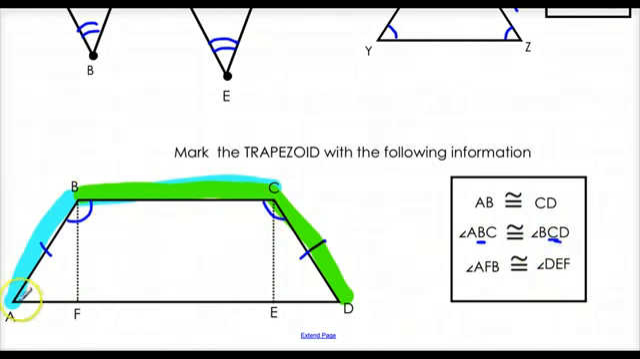And finally, AFB, vertex in the middle, AFB, that's this angle, is congruent to DEF. DEF, vertex is in the middle, and that's going to be this guy, DEF. Wait, DEC. Let me change that on you. Boom. All right, guys, that's all marked up beautifully.